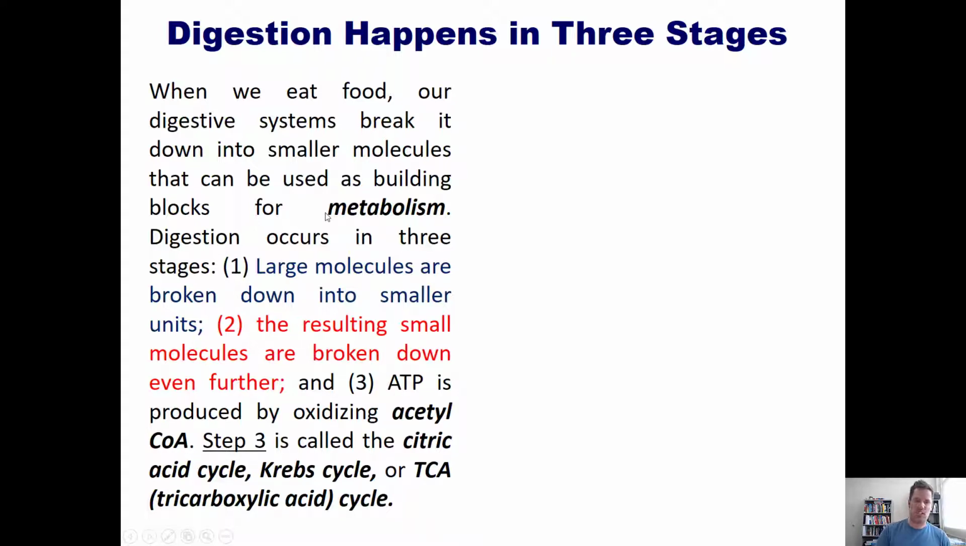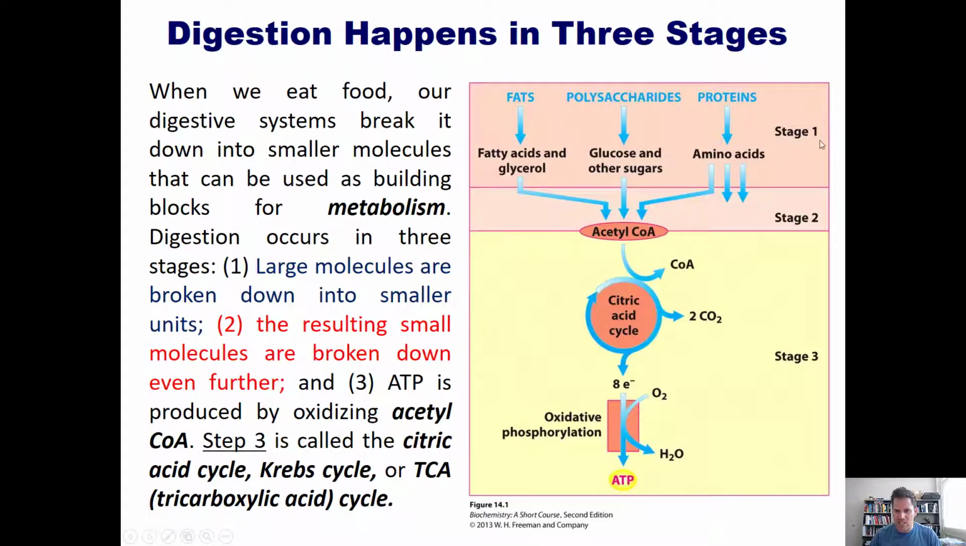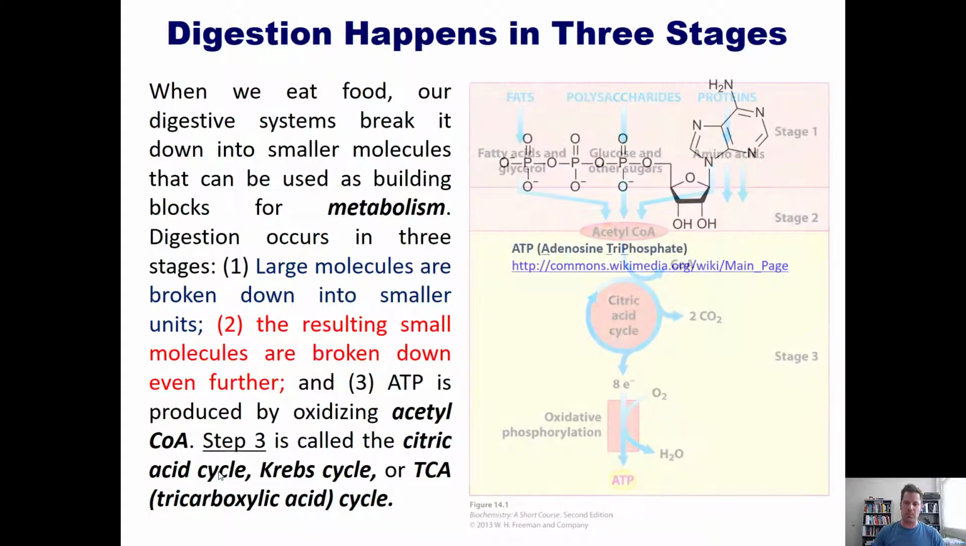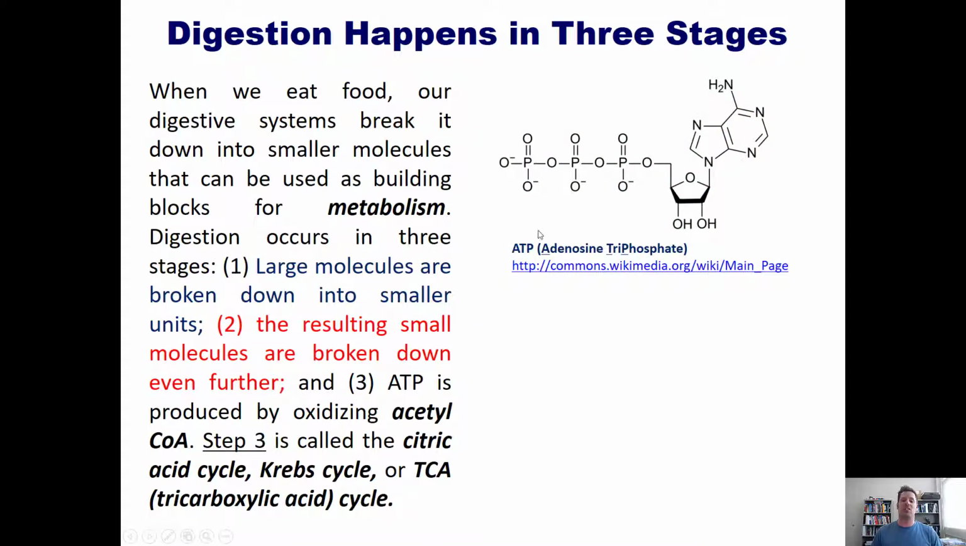These 3 phases of digestion are broken down into these 3 little rectangular regions in this figure from our book. Now, step 3, by the way, is called the citric acid cycle, Krebs cycle, or sometimes TCA, which stands for tricarboxylic acid cycle. And we will spend a lot of chapters discussing each of these phases in excruciating detail. As an additional note, ATP, adenosine triphosphate, has this structure, and you might recognize this nucleotide base as adenine, the A that we find in DNA and RNA.